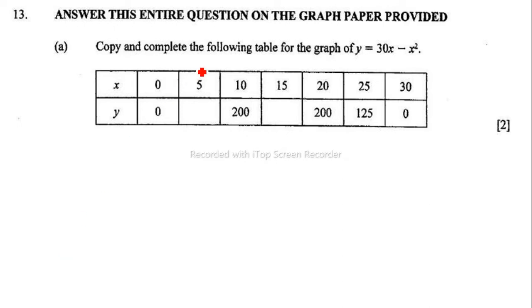So copy and complete the following table for the graph of y equals 30x minus x squared. So this is a quadratic function, right? We know that because the highest power of x is 2. Now, one thing about quadratic functions is that their graph is the shape of a U.